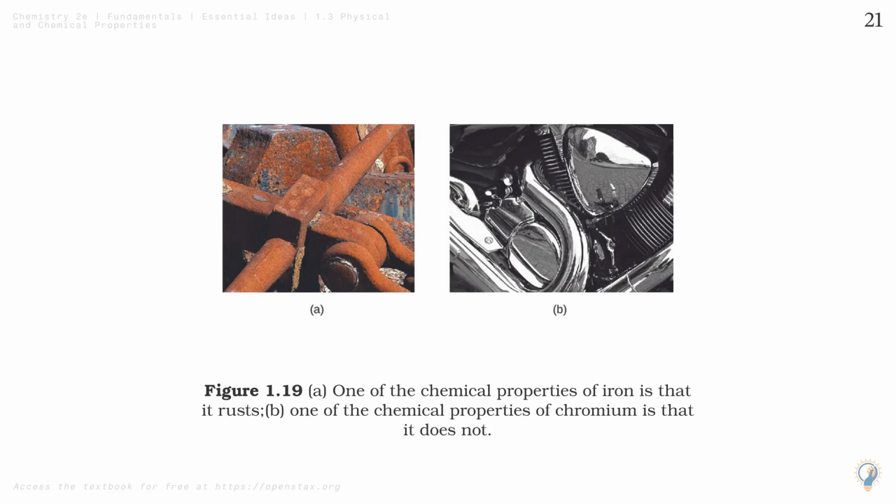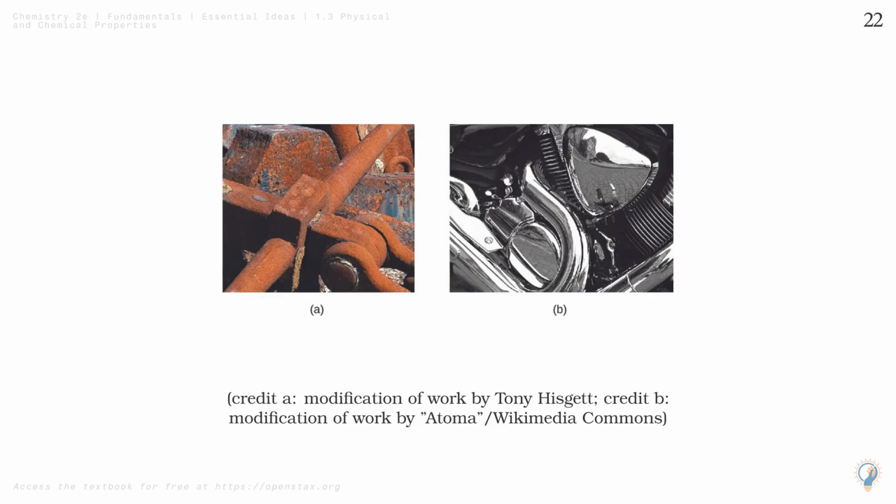Figure 1.19. A. One of the chemical properties of iron is that it rusts. B. One of the chemical properties of chromium is that it does not. Credit A. Modification of work by Tony Hiskett. Credit B. Modification of work by Atoma/Wikimedia Commons.